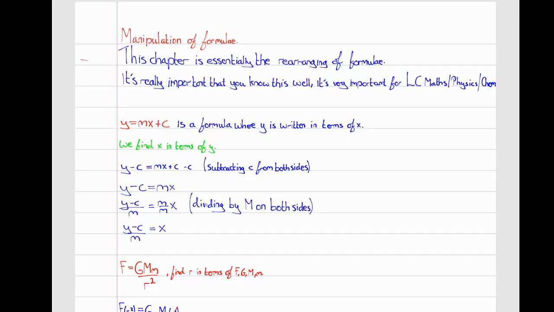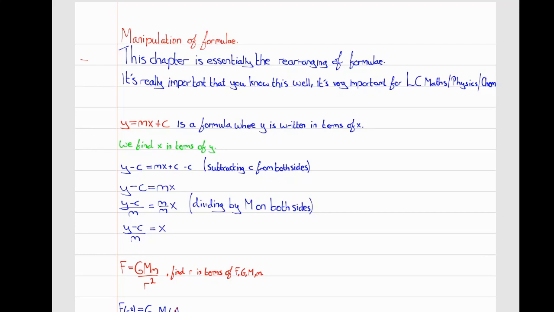So the next item that I want to discuss is the manipulation of formulae. So this here is basically rearranging formulae. It's very, very important if you move on to Leaving Cert maths, physics, chemistry, any sort of more advanced course that requires you to be able to mix around equations in order to get certain answers.